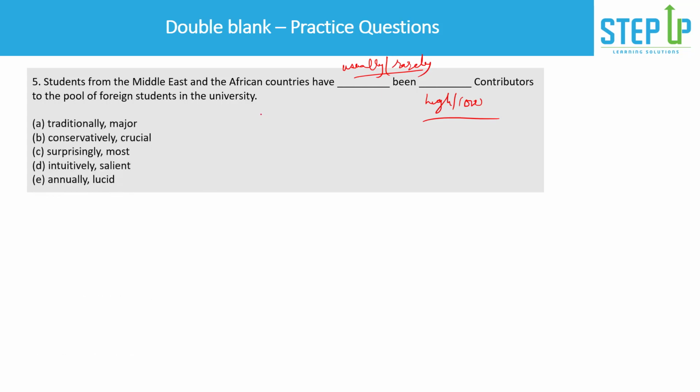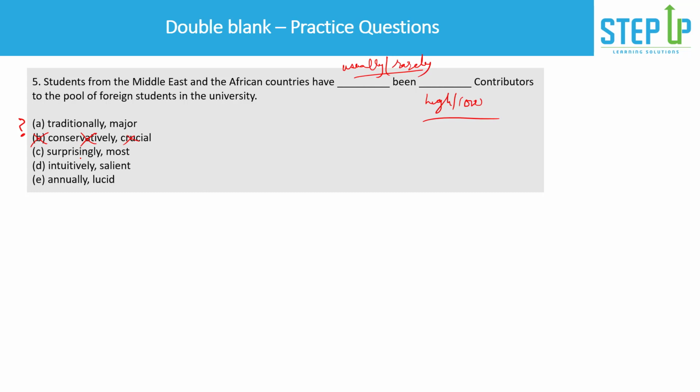So these are the words that you can probably say may go. Let's look at the options. Students from Middle East and African countries have traditionally been major contributors. Okay, seems like a good one, but let's look at the other options. Students from Middle East and African countries have conservatively been crucial contributors. Wrong. Crucial doesn't go, and conservative definitely doesn't go.